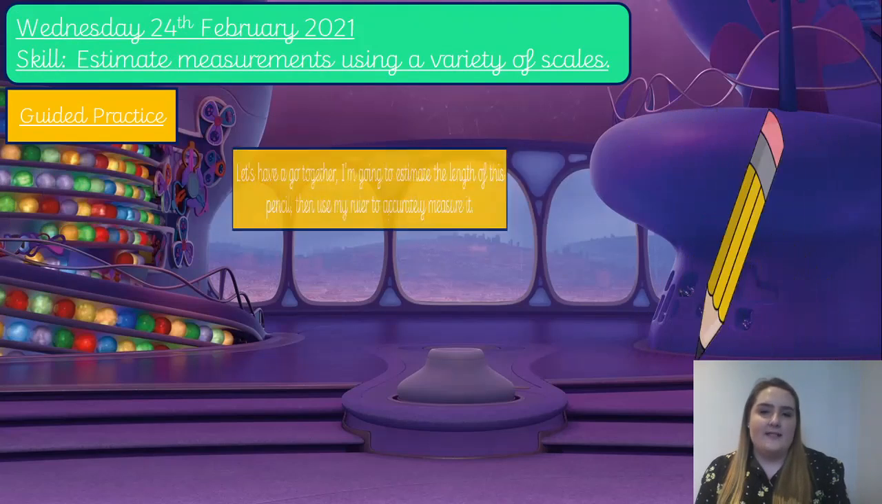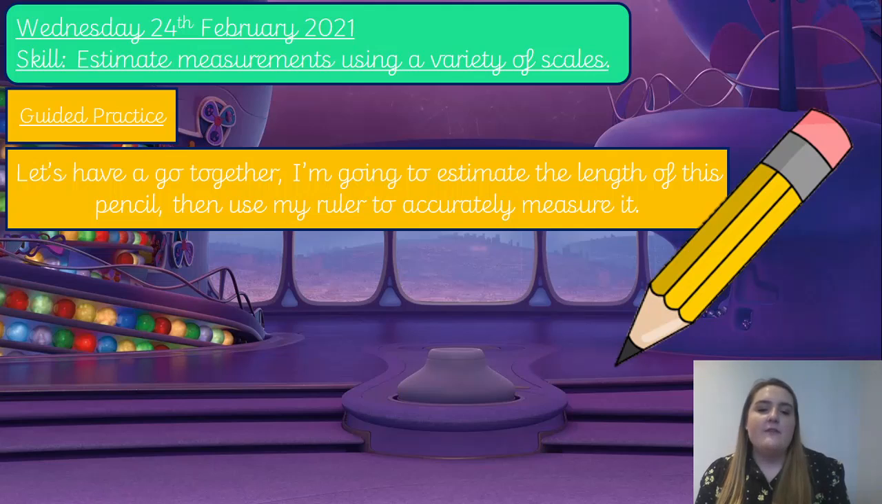Time for our guided practice now then. We're going to have a go together, and with this example we're going to estimate the length, okay, so not the weight or the capacity, we are estimating the length of the pencil, and then after we've estimated I'm going to use my ruler to accurately measure it, okay.